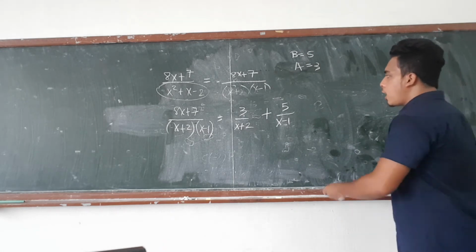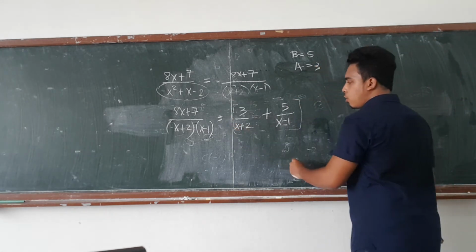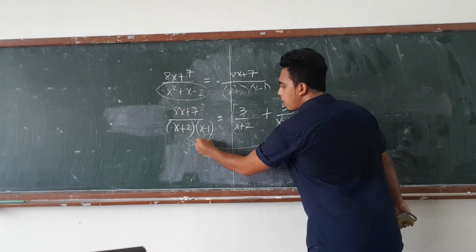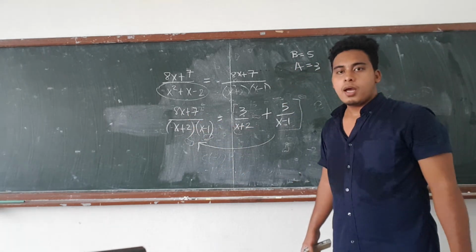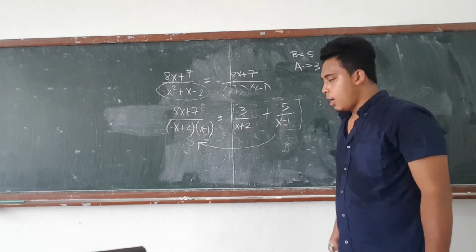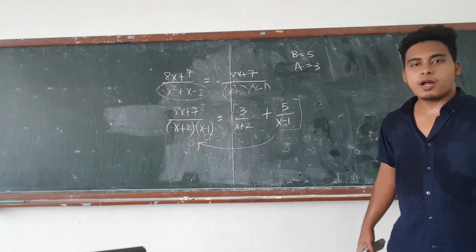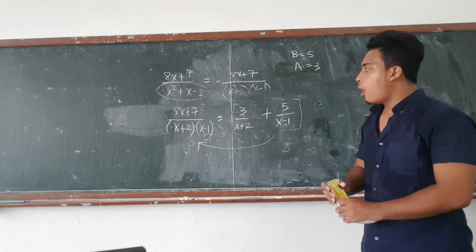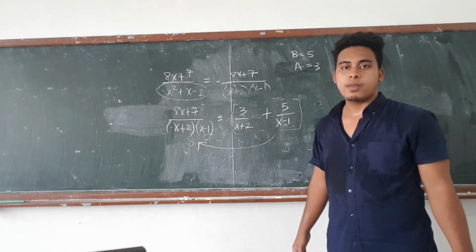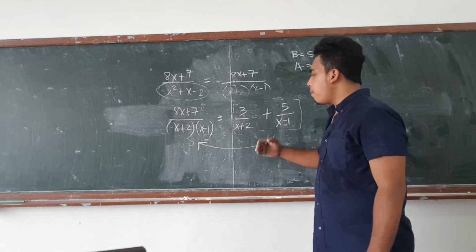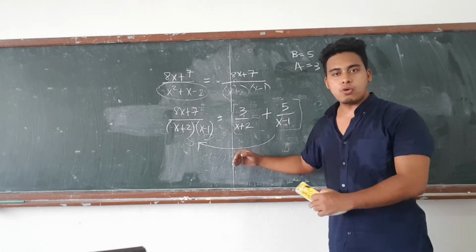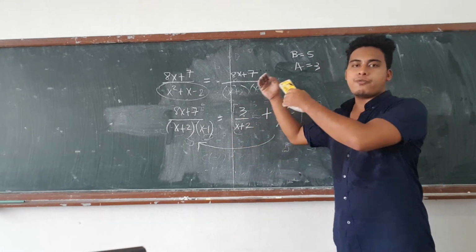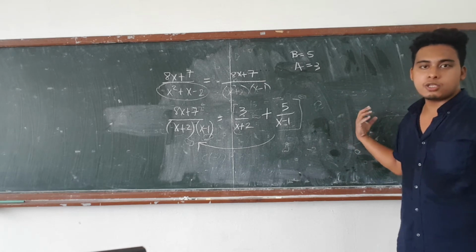So if you try to evaluate this expression, the result will be 8x plus 7 over x squared plus x minus 2. And that's how partial fraction decomposition works on this kind of problem. And that's one process that we will apply in terms of integration.